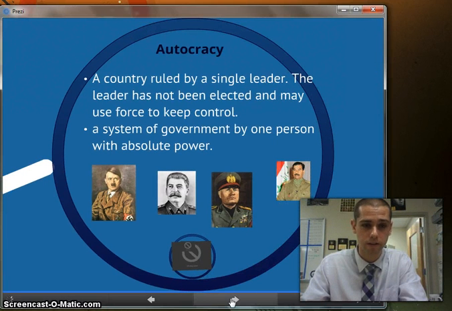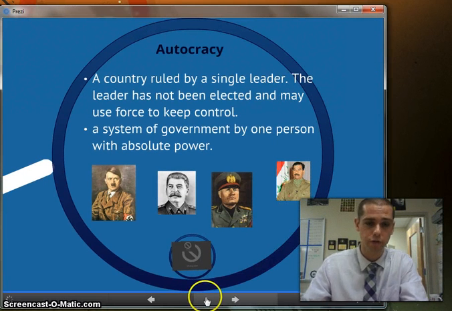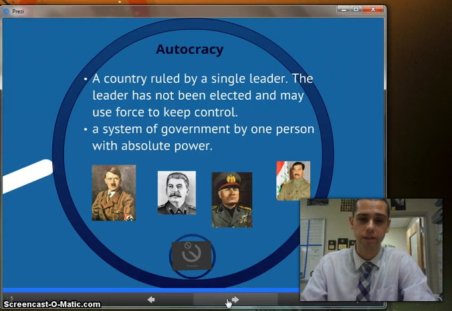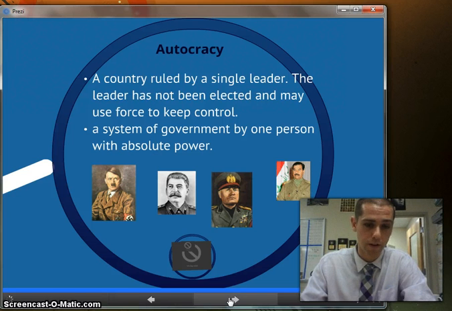In an autocracy, you're having a government where the country is ruled by a single leader. The leader has not been elected and may use force to keep control. This is a system of government with absolute power going to one person. You're often going to find in an autocracy different parts, like you may have heard the word dictator before, where they rule with violence or fear. That is a very common thing that you will find in an autocratic government.